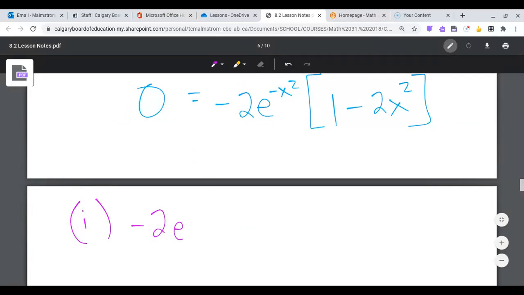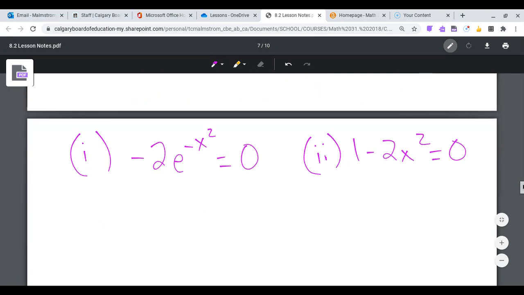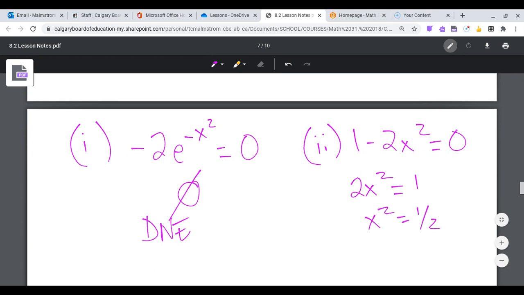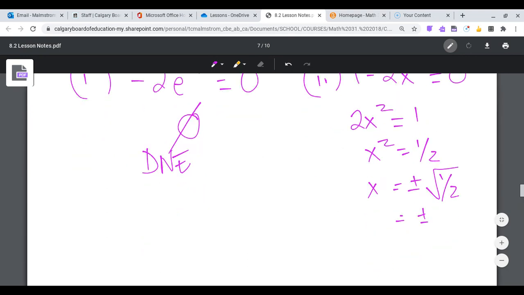We're going to set that equal to 0 to look for those significant numbers. So we have -2 e to the power of -x² equal to 0, or 1 minus 2x² equal to 0. What's going to happen from here? This first part is not going to exist. In the second case, 2x² is equal to 1. So x² would be equal to ½, and x is going to equal plus or minus the square root of ½. Some of you may prefer to write that with a rationalized denominator, so plus or minus √2 on 2.